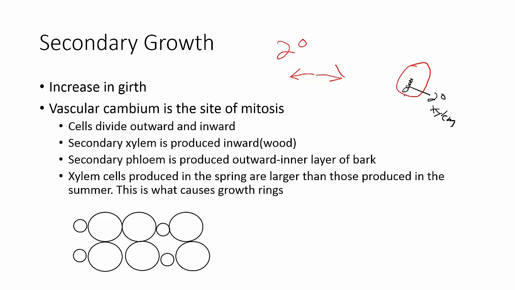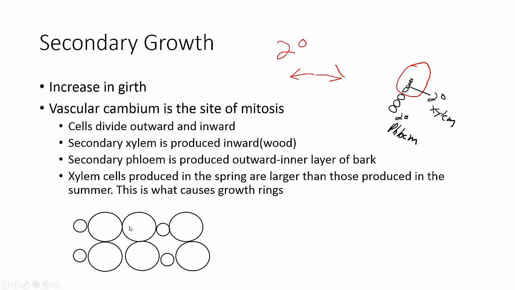And to the outside, it divides over and over and over again, making secondary phloem. You should know what those tissues do already. One carries water, one carries sugars. And that's the wood that you think of with a tree, secondary xylem. And phloem is part of the bark, and it transports sugars, of course.